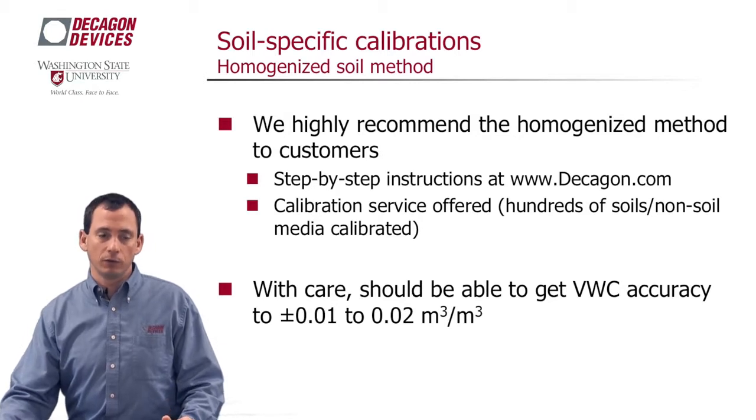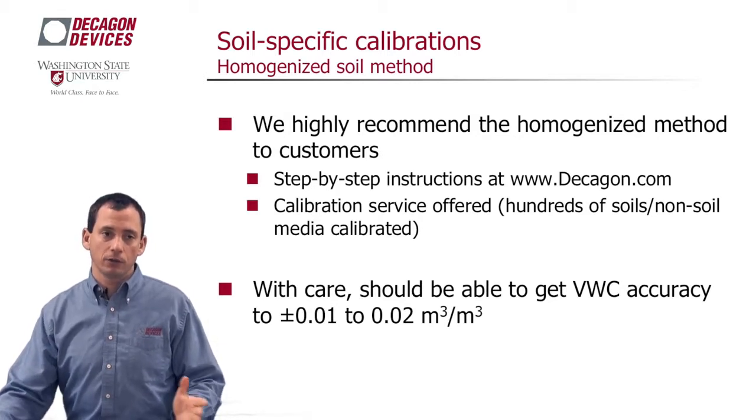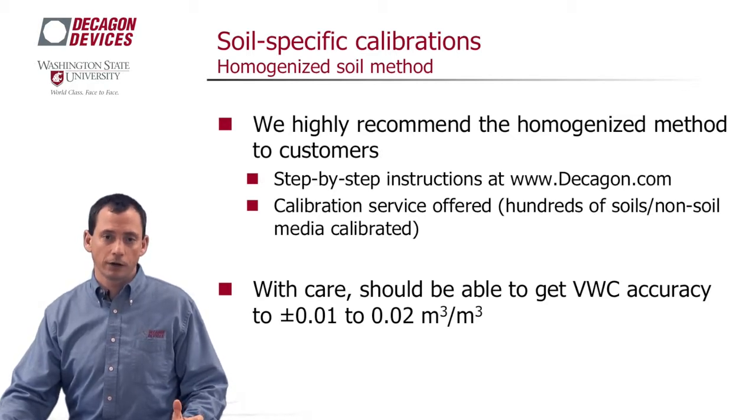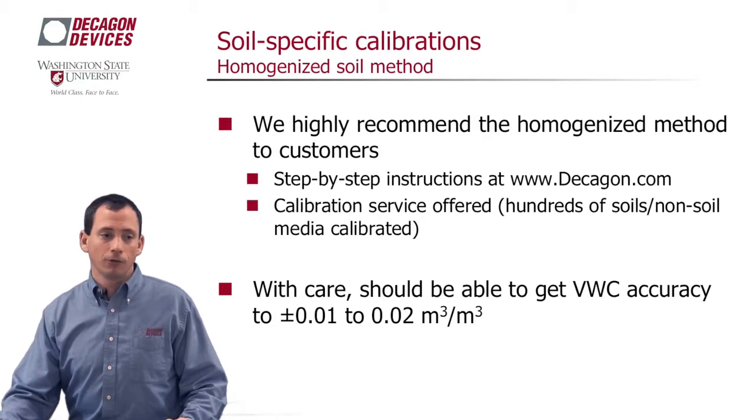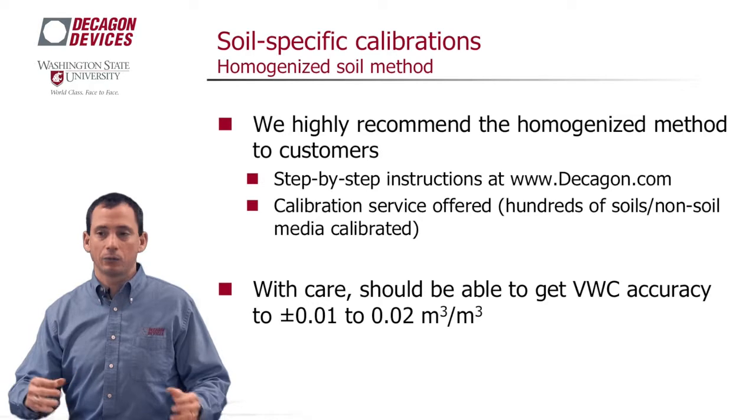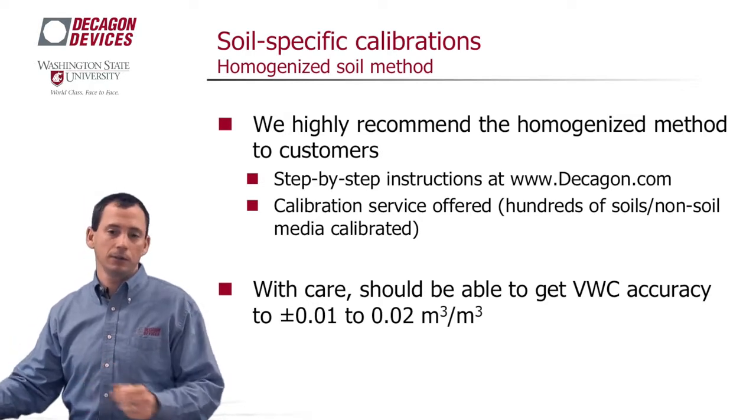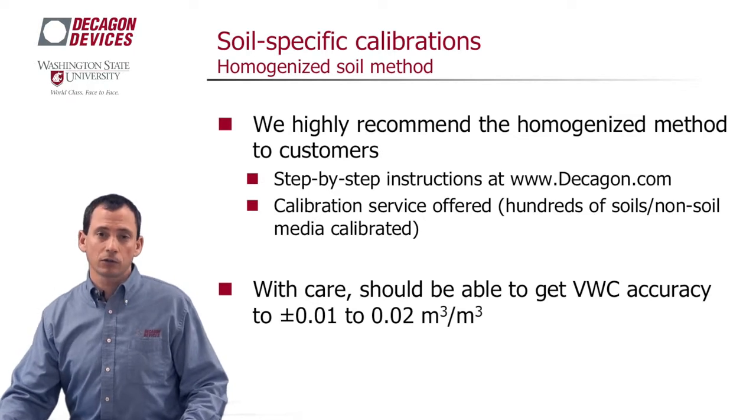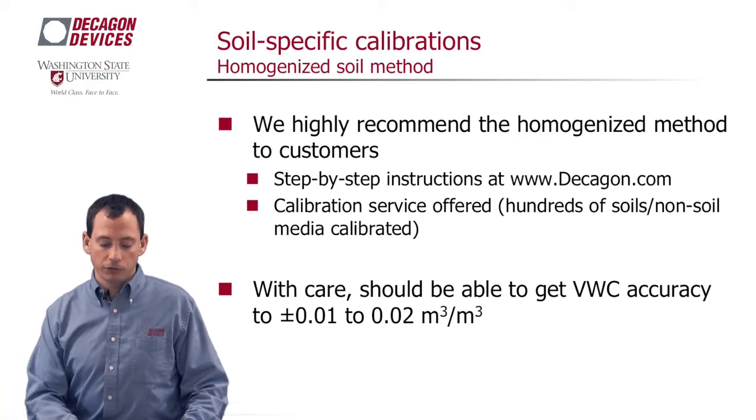We think, and we've demonstrated that with some care, if you're good at this, then you should be able to get volumetric water content accuracy to within 1 or 2% water content in just about anything. Okay, we've done this for chicken litter, we've done this for wheat bran, we've done this for all the non-soil growing materials, and we think that you can get pretty darn good accuracy if you use this method.